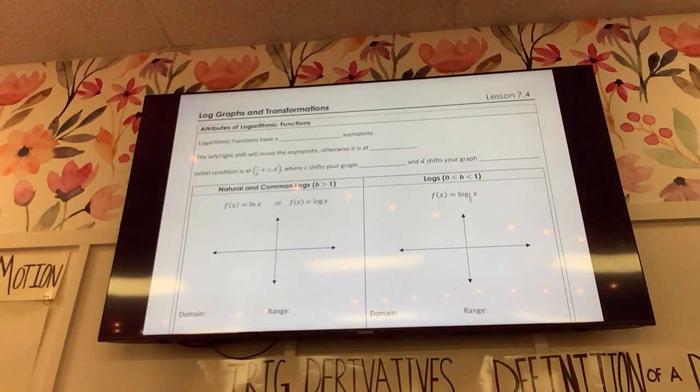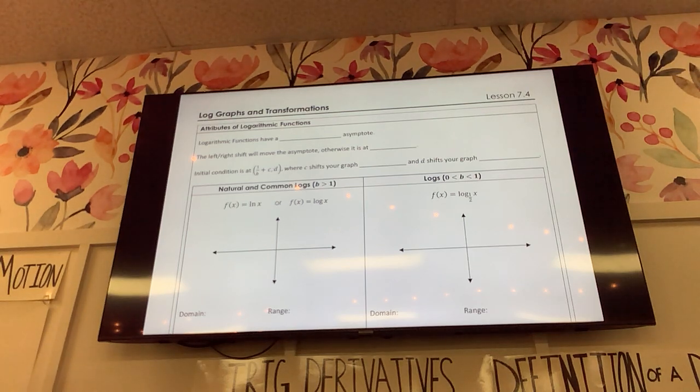So today we're going to be looking at the log graphs. All right, so we did all the rules and the properties yesterday. Now we're going to be doing the graphs. The log graphs, you're going to see a lot of similarities from when we did the exponential graphs. But it's almost like it's opposite.